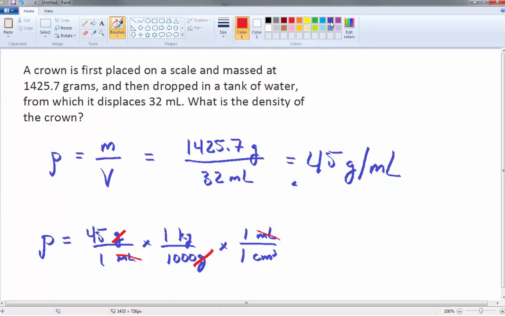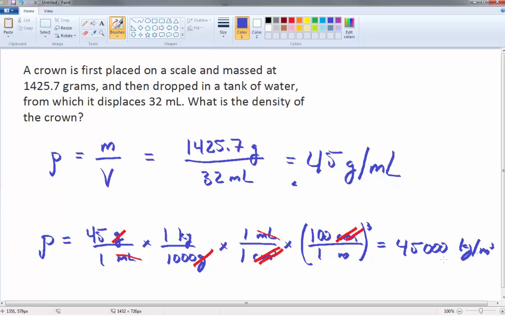So now we're going to go ahead and get rid of this centimeters cubed part by having 100 centimeters per 1 meter, and then remembering to cube it. And so what all of this is going to end up giving you, if we cancel out the centimeters cubed, that gets rid of this centimeters because it's been cubed. We have 45 divided by 1,000 times 100 cubed. That ends up being 45,000. So 45,000 kilograms per meter cubed.